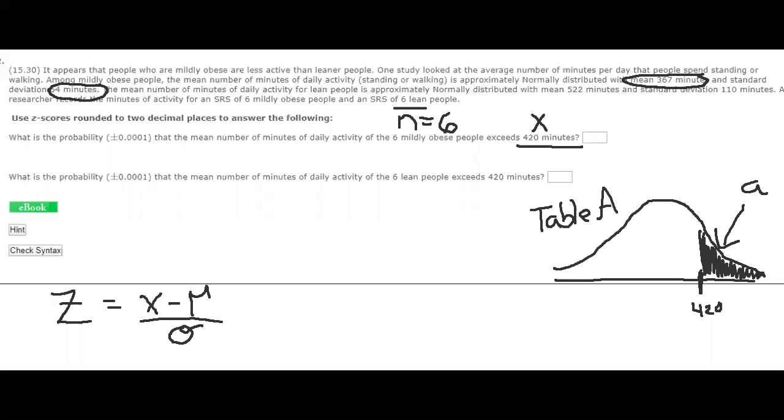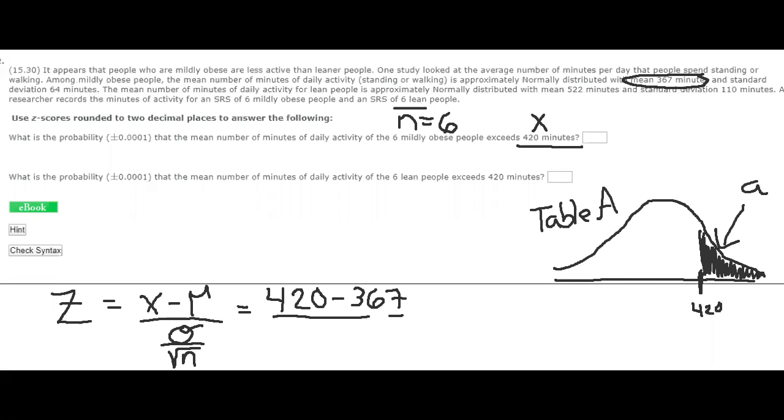But we're in chapter 15 right now. We're dealing with the central limit theorem. We're talking about the mean of a bunch of samples, right? And we have 6 samples, the mildly obese people. Let's take a look then at finding z, because after we find z, we can find a. So x is 420 minutes. The mean is 367 minutes. And we'll divide by 64.